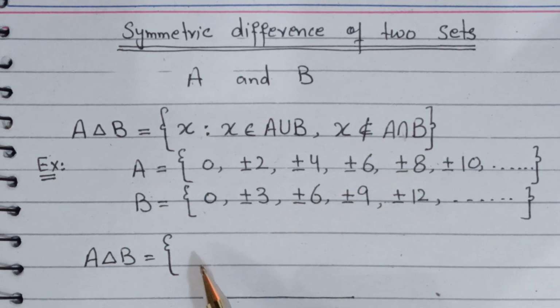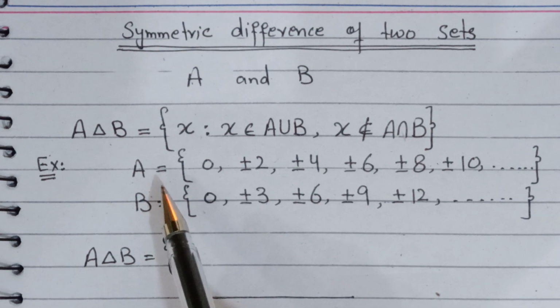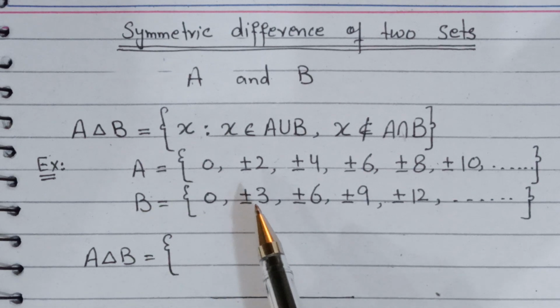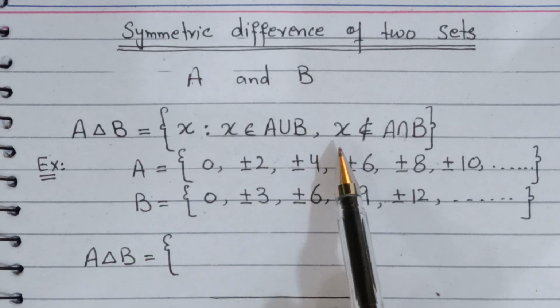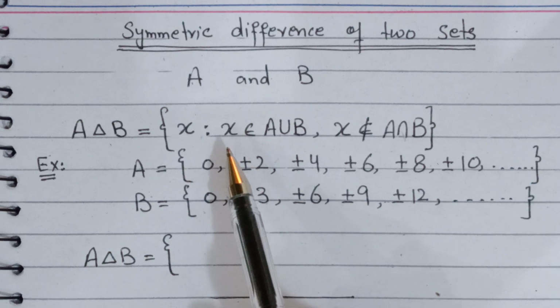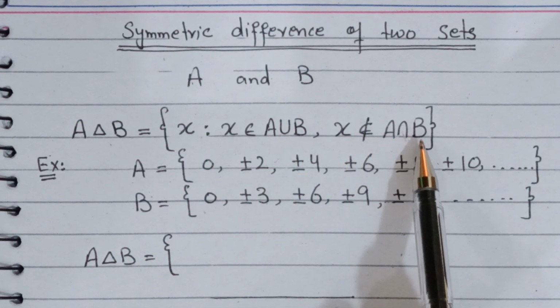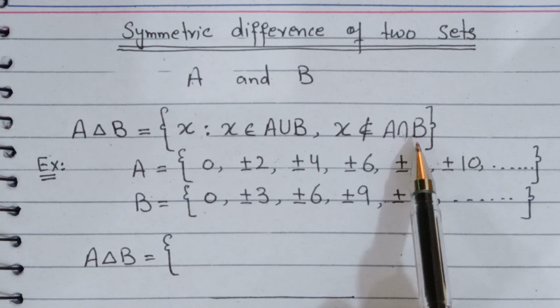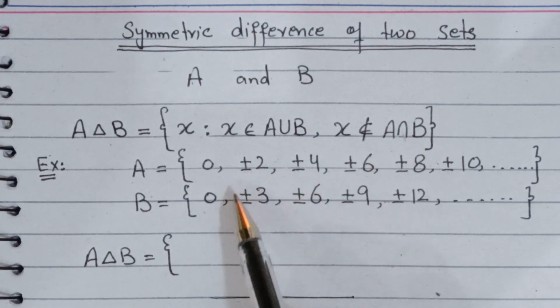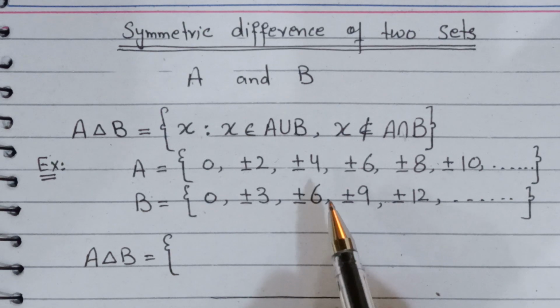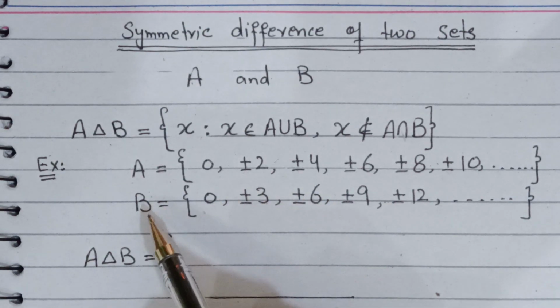So here we will just collect those elements of A and those elements of B which are not common, because here it is a clear definition: the elements which belong to A union B but do not belong to A intersection B. So it means we just delete the elements which are common in A and B, and write all the other elements.